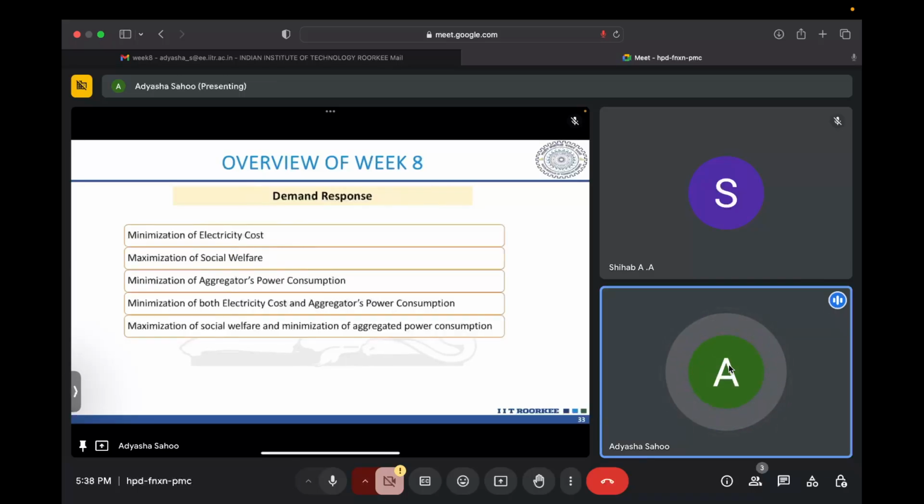Next is your demand response. The various objectives that can be considered for demand response are minimization of electricity cost, maximization of welfare, minimization of aggregator power consumption, and various other objectives you can consider for demand response activities.